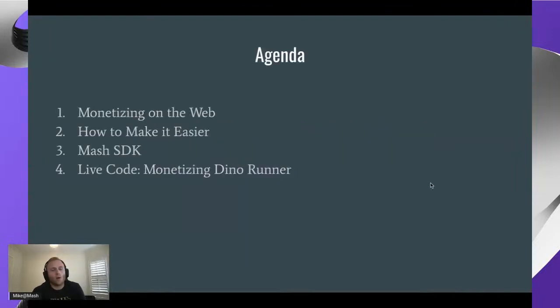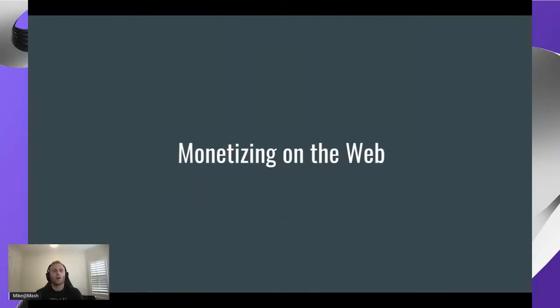So what I'll be tackling is, I'll touch on monetizing on the web, and what I believe needs to happen to make adoption better, which is how to make it easier. I'll show the Mash SDK and what it can do, and then finally a little bit of live coding of the Dino Runner, and show you how you can use the Mash SDK in a couple of steps to get it up and running and have money flow into the Lightning Network to have people play your game.